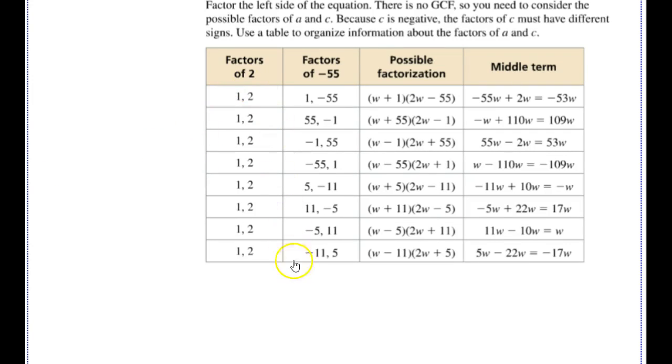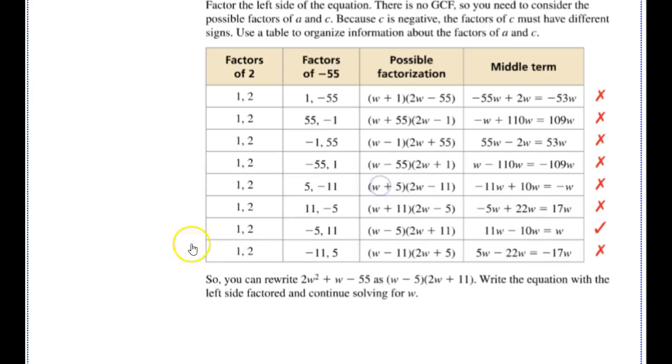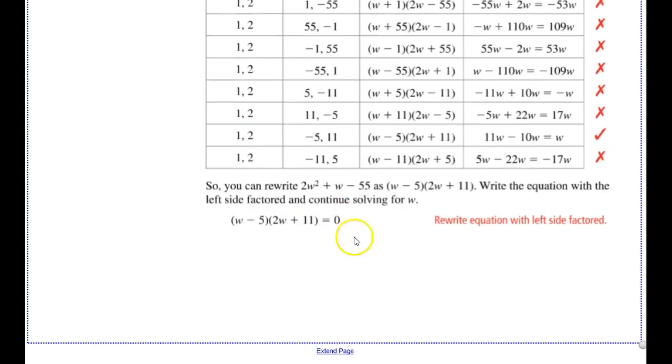So we're going to continue looking at the possibilities here, and then we go back and see which one works, which is this one right here because I wanted W in the middle. So now I can go ahead and rewrite my equation as W minus 5 times 2W plus 11. So now let's continue solving, right? We set each thing equal to 0, which is my zero product property, and then I solve for W. So now I see I have 2 solutions, but only one of them is actually going to work.